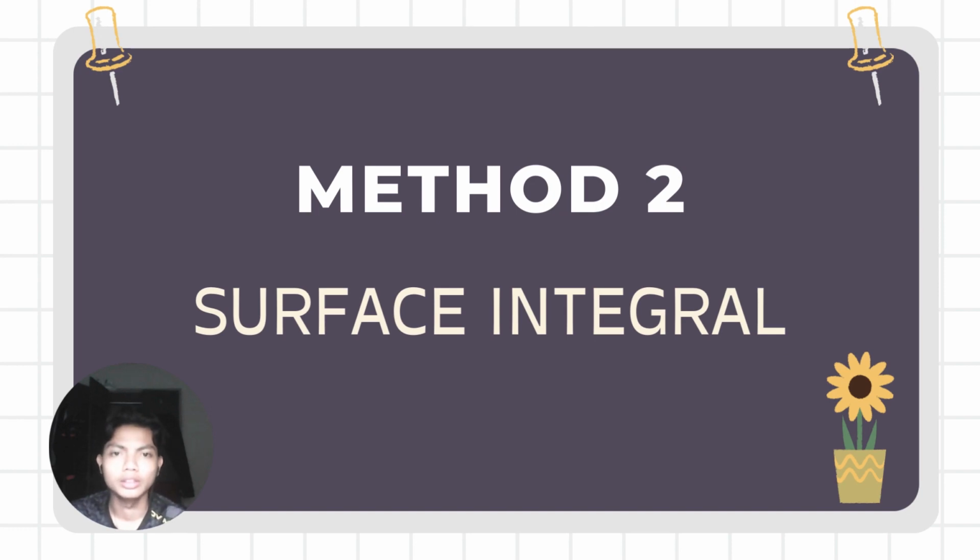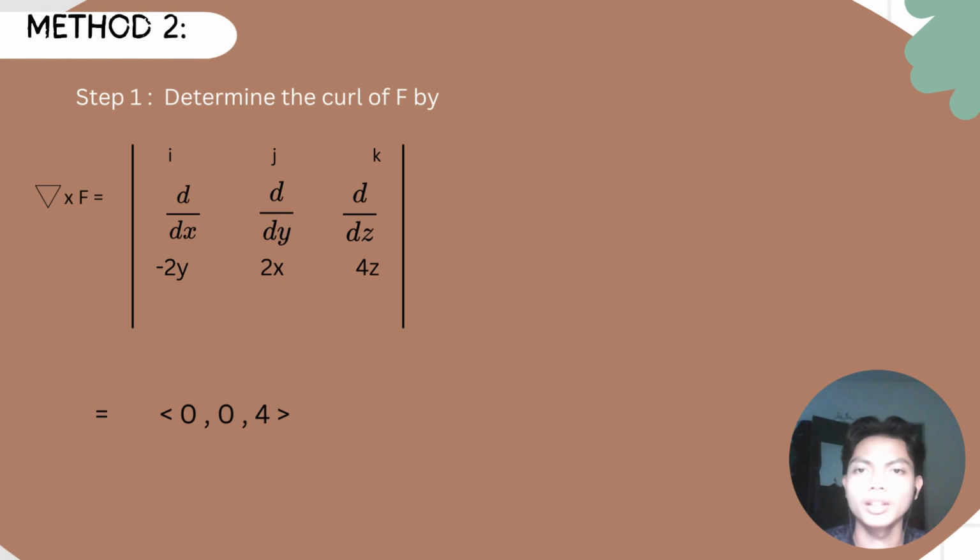Okay, the next one is method 2, surface integral. Hi, Assalamualaikum. My name is Ahmad Arif and I will explain about method 2, surface integral. The first step, determine the curl of F by del cross the function of x, y and z. And we will get 0, 0, 4.